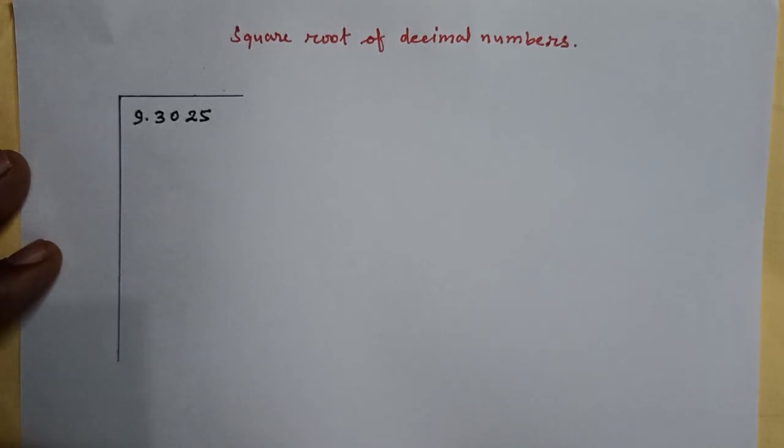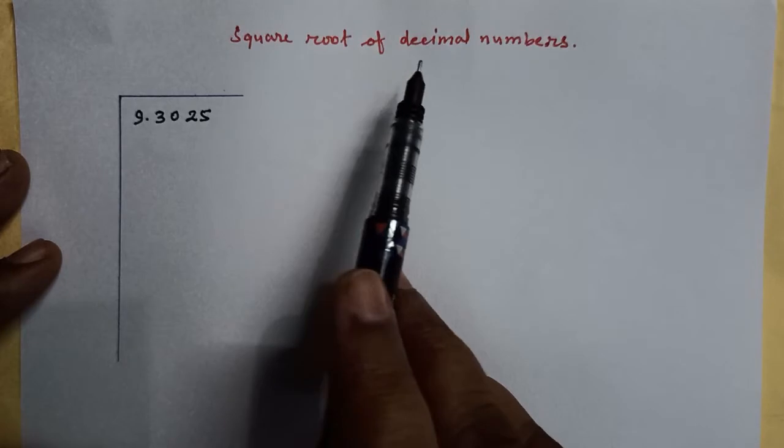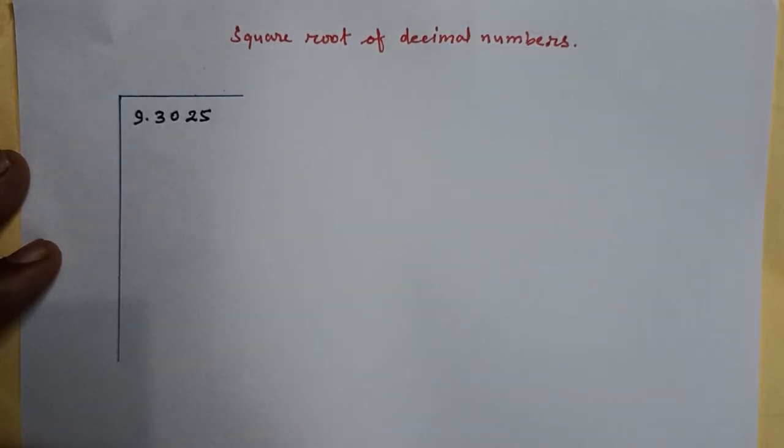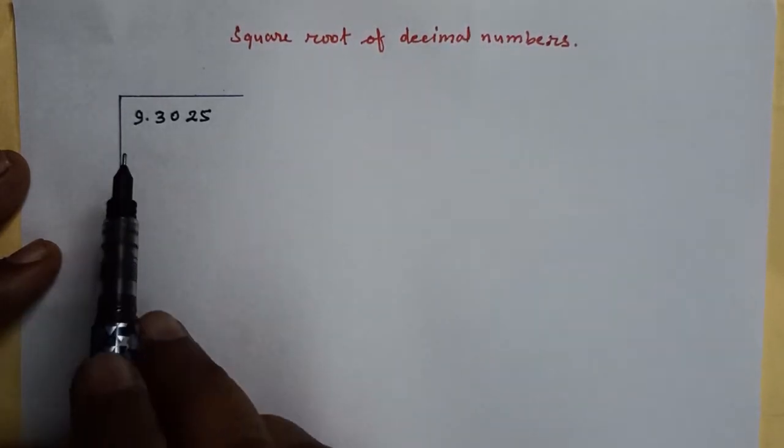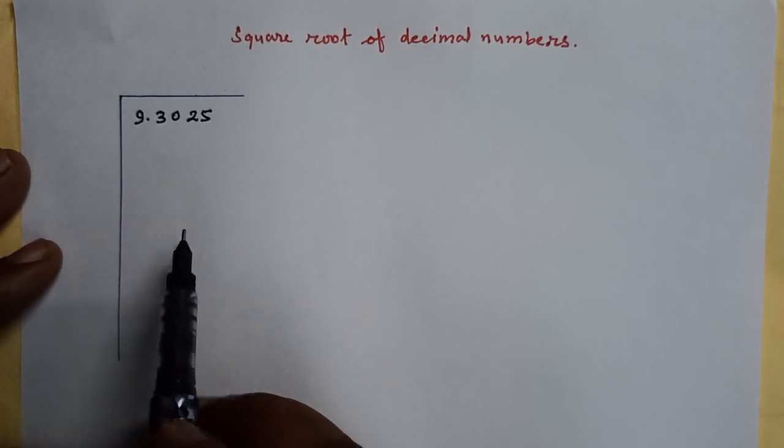Welcome students. Our topic today is square root of decimal numbers. Find the square root of 9.3025.